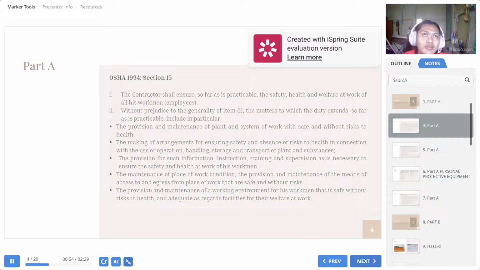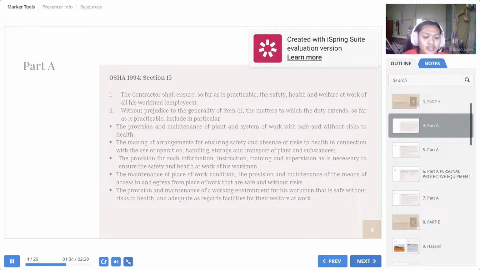In the site visit that we did, they were doing this through inspection and checking temperature because of the pandemic we have had over the last 2 years. So they have taken precautions about their workers' health. Next is making arrangements for ensuring safety and absence of risk to health in connection with the use, operation, handling, storage, and transport of plant or substances. For this, they are making procedures and lists of what they are going to do, so that accidents will not happen.